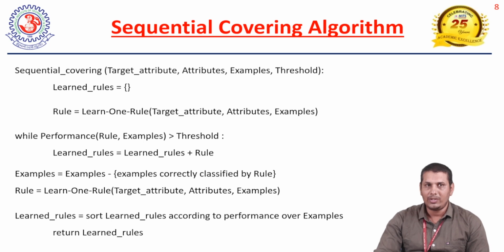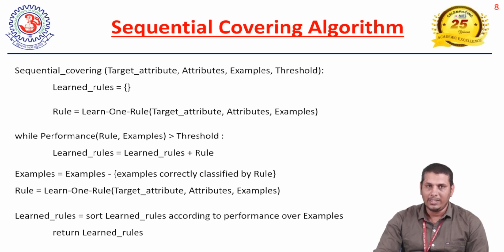Next, I need to evaluate once again rule is equal to learn one rule of target attribute, attributes and examples. So here in examples, the previously evaluated or deployed environment will never be a part. For example, institution is not going to be in these particular arguments. Okay, so the remaining values will be evaluated or calculated here.